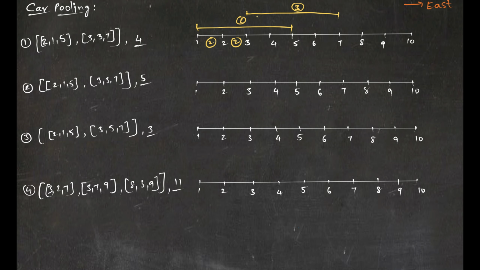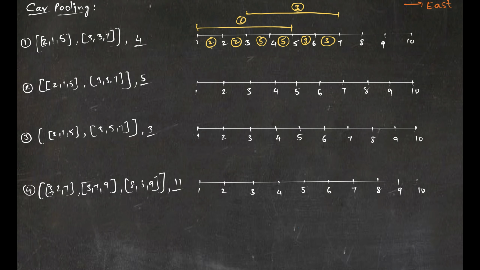Between 2 and 3 again only one trip, two passengers. Between 3 and 4 I have two trips, so 2 plus 3 it is 5 passengers. Between 4 and 5 also 5 passengers. Between 5 and 6 only one trip, 3 passengers. Between 6 and 7, 3 passengers. And my vehicle has a maximum capacity of only 4 passengers. So let us look at that.